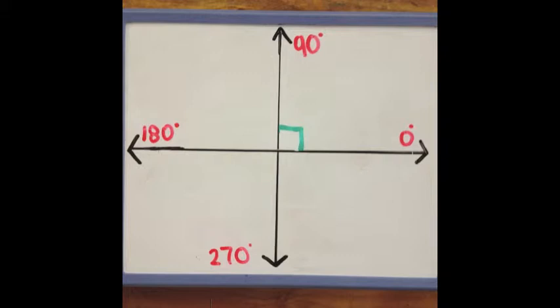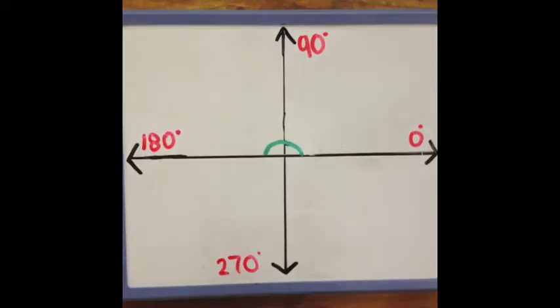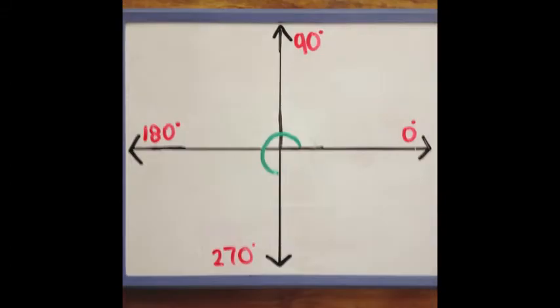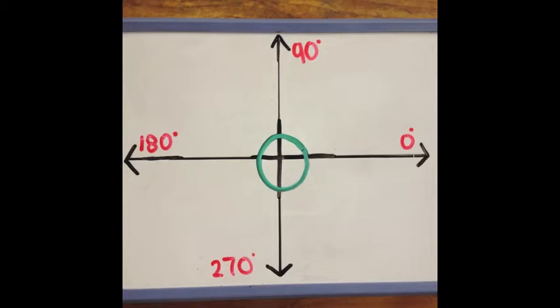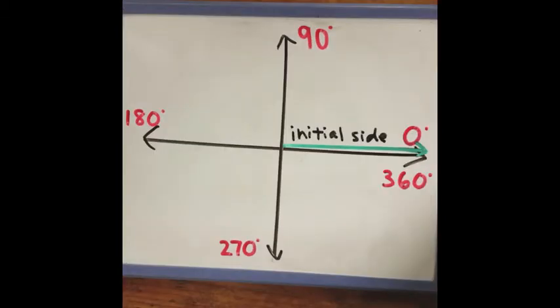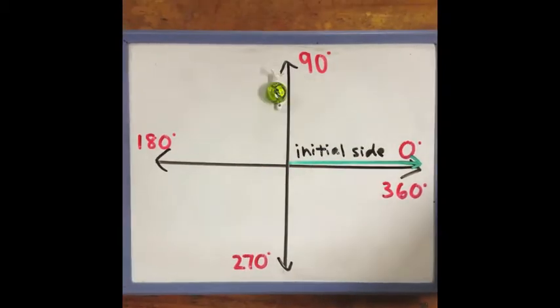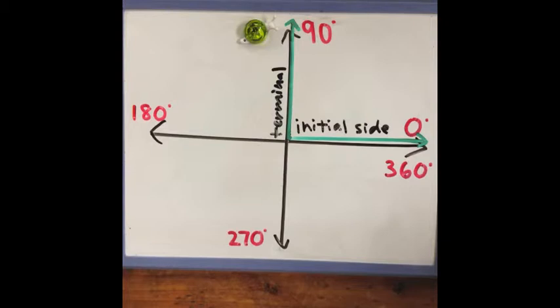From 0 to 90 is 90 degrees. From 0 to 180 is 180 degrees. And from 0 to 270 is 270 degrees. And 0 all the way back to 0 is 360. The initial side is where you start, and the terminal side is where you finish.